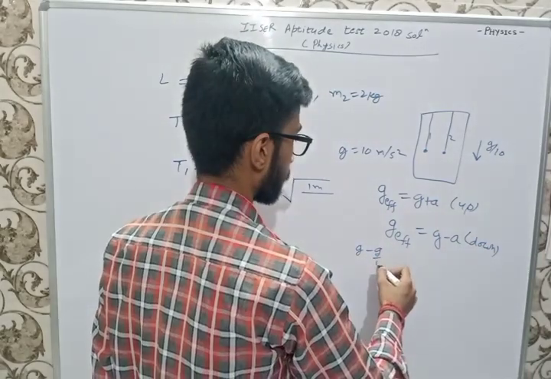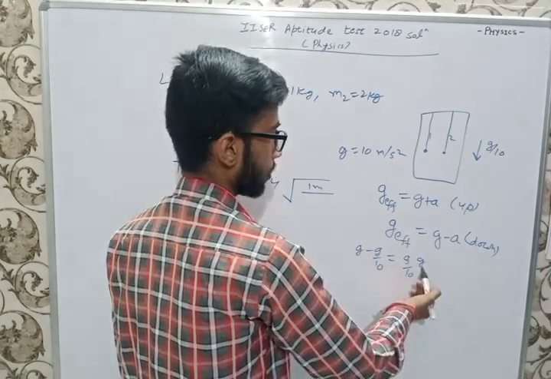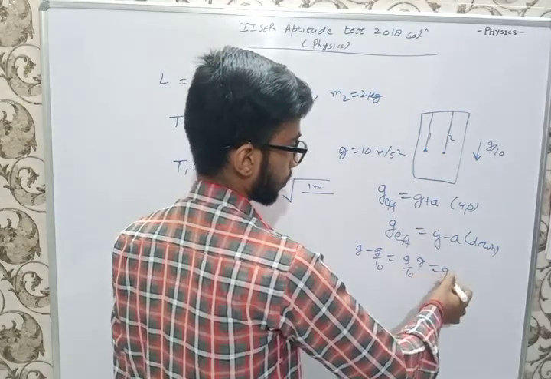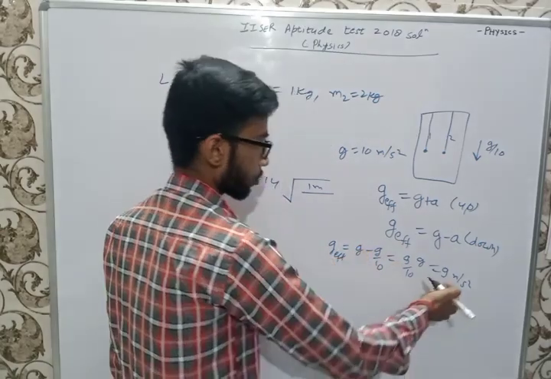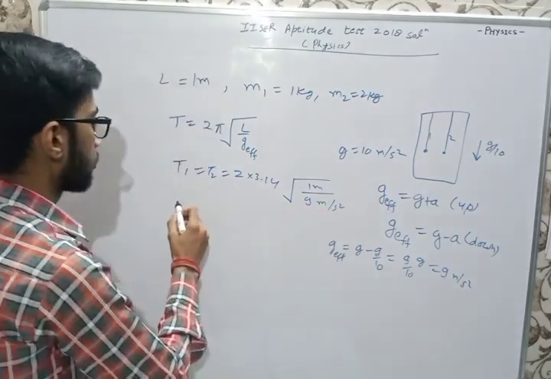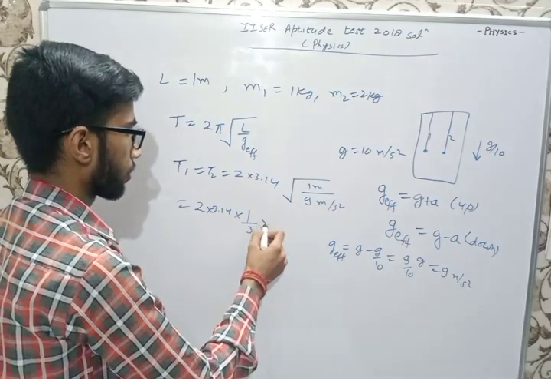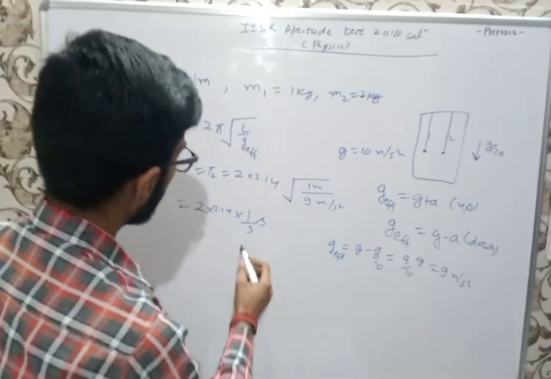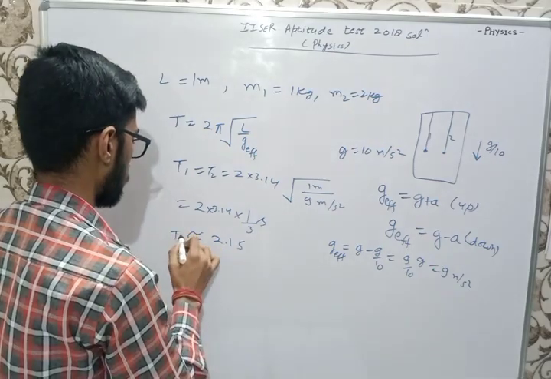minus g by 10, which is simply 9g over 10. The value of g is 10 as given in the problem, so it will be simply 9 meter per second square. It is my g effective. So put this value here, 9 meter per second square. So it will be simply 2 into 3.14 into 1 over 3 seconds. Just simplify, it is about 2.1 seconds, T.